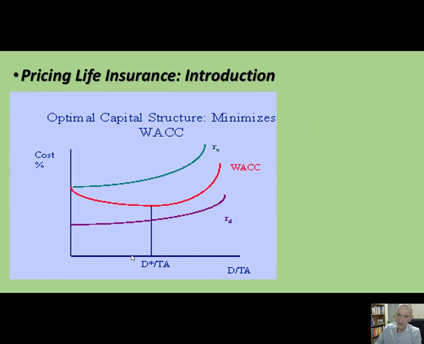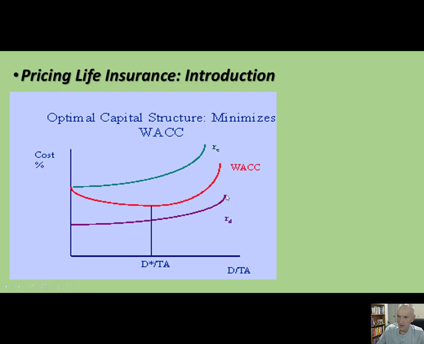Just to show you graphically, this top line is the cost of equity. The x-axis is how much debt they have. If you go from right here on the far left, they have no debt at all. It's all equity. And as you go right, you add more debt. As you see, as you add more debt, their cost of equity goes up. Your cost of debt stays kind of flat, but it also goes up eventually.